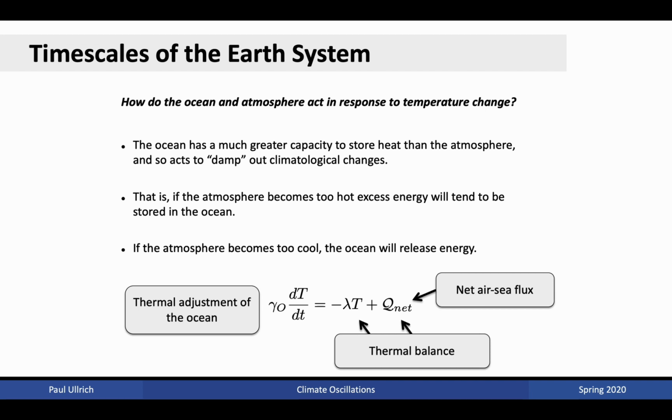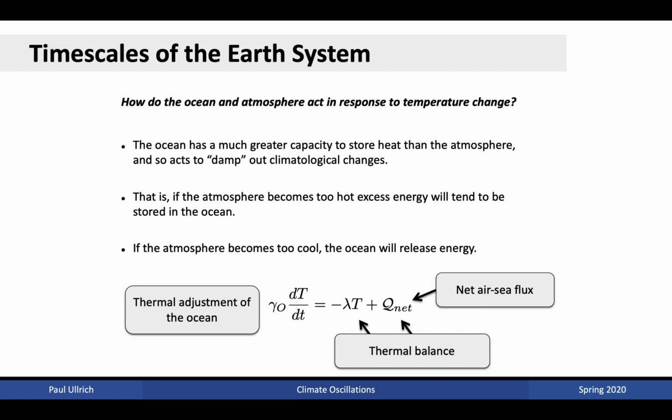We already know that the ocean has a much greater capacity to store heat than the atmosphere, and consequently it has a role of damping out climatological changes. That is, it tends to mitigate some of the effects from near-surface warming induced by, for instance, greenhouse gas emissions. So if the atmosphere becomes too hot, then excess energy will tend to be stored in the ocean. In some sense, the ocean, having its high heat capacity, can act as a reservoir for that excess energy. Similarly, if the atmosphere becomes too cool, then the ocean will naturally release energy.